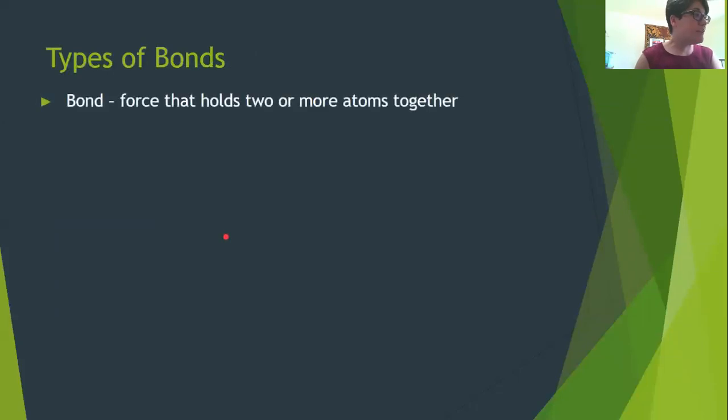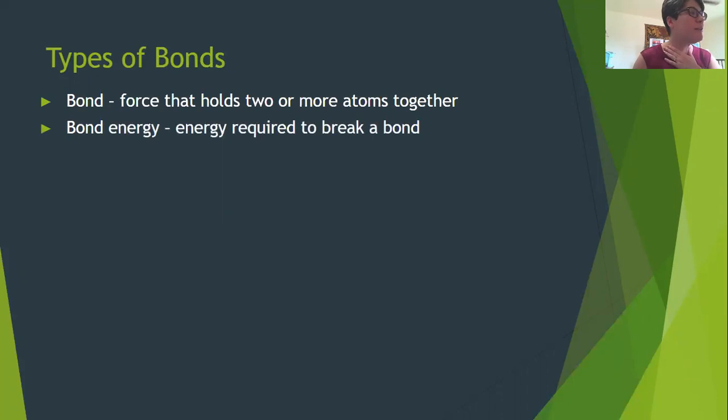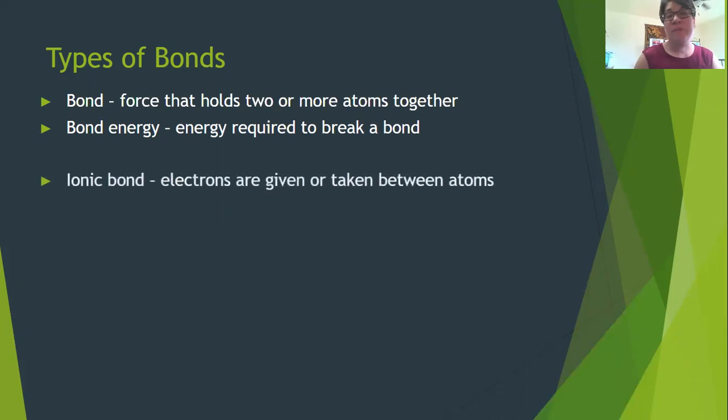So here is the definition of a bond, which we already know: it's just the force that holds two atoms together. It's the interaction of the electrons of one atom and the nucleus, or the protons, the positive part of another atom. Then we have the term bond energy, which is how much energy it takes to snap the bond. We actually have to put energy in to get that bond to break. And when bonds form, they release energy.